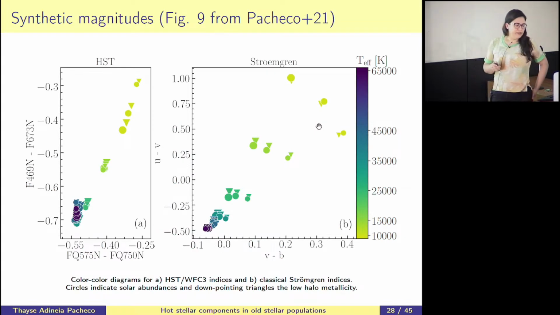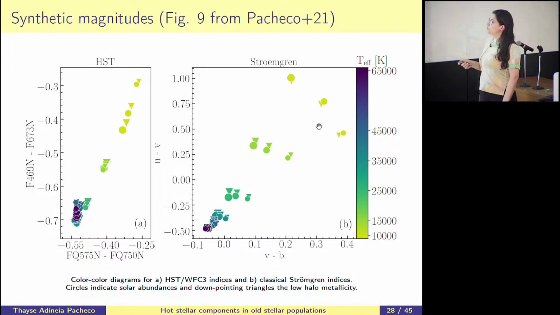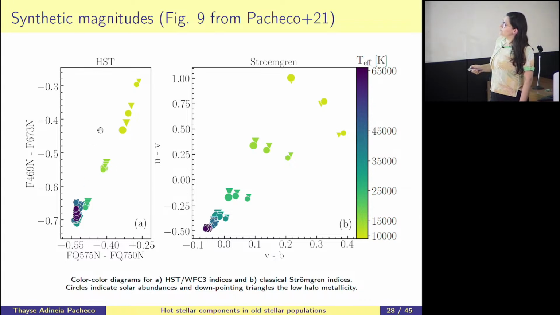And finally, we computed some synthetic magnitudes. Here I'm showing two examples of Hubble Space Telescope and Stromgren color diagrams. On the left side, we can see the continuum inclination, and we can see the Balmer discontinuity in these color diagrams, with an important split by surface gravity on hotter models.